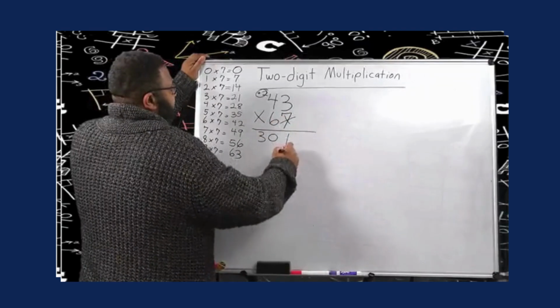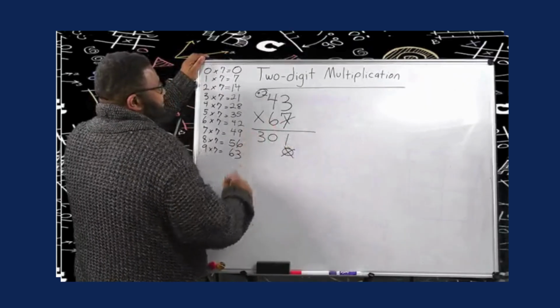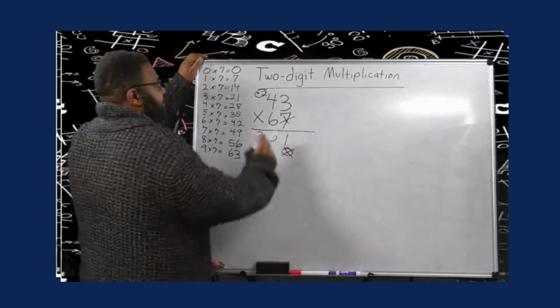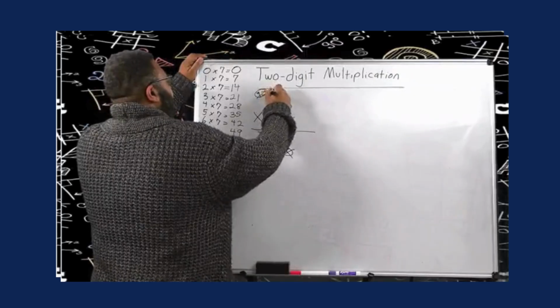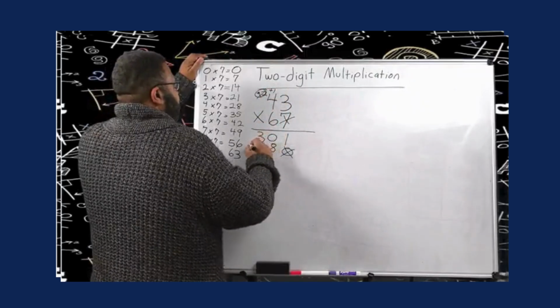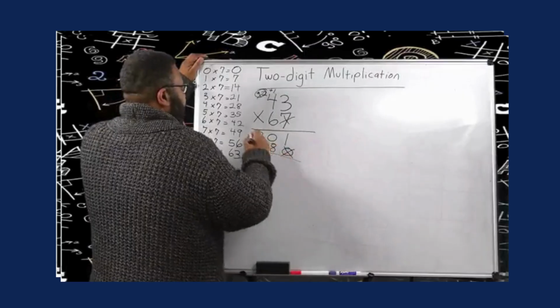Cross the 7 out, do a placeholder. I didn't do my 6s. Why? Because we already did our 6s. 6 times 3 is 18. Cross this out, carry my 1 this time. That's 24, 25. And I'm going to add these together.